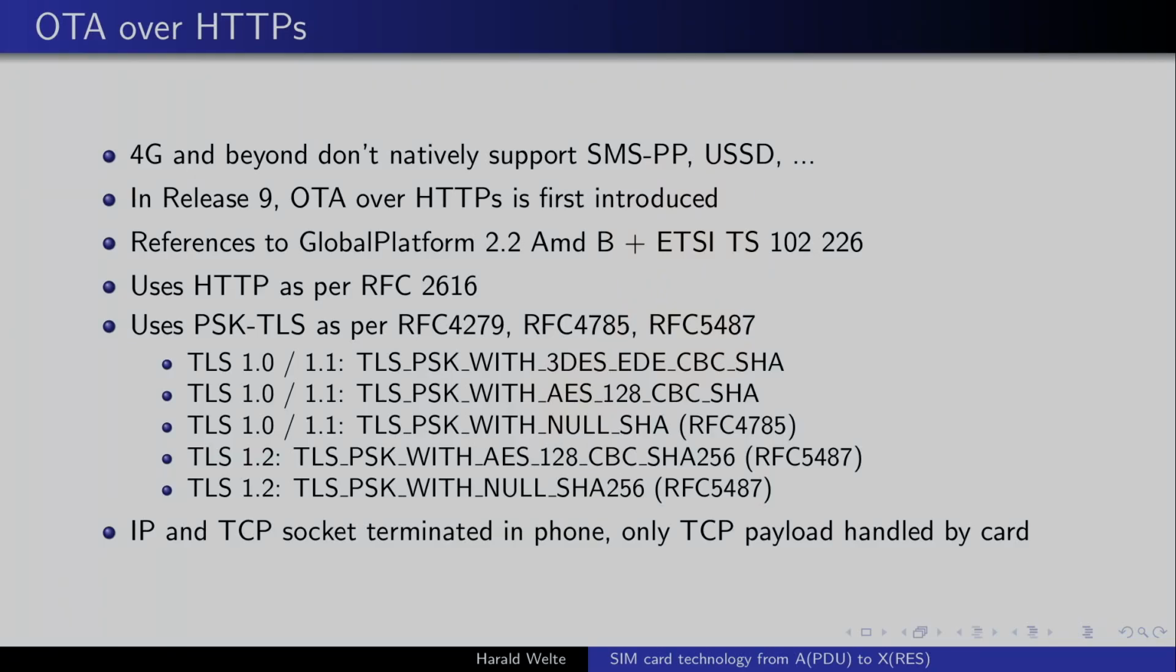And now we get to the premium feature of modern SIM cards. Of course, SMS, yes, you can still do SMS over LTE, but it's this added-on kludge. USSD, I think, doesn't exist anymore because it's a circuit-switched feature. So you need some kind of new transport channel for how to talk to the SIM card. And in Release 9, they came up with something called over-the-air over HTTPS, which is specified in Global Platform 2.2 Amendment B. And you have to get that specific amendment as a separate document.